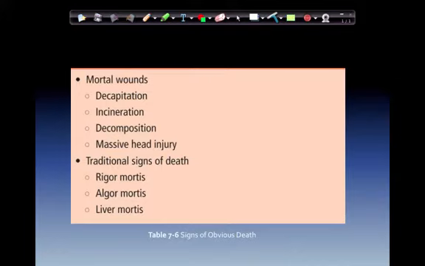That's kind of hard for us to assess, but if they have rigor, that one's generally pretty easy for us to pick up on. And then livor mortis, settling of the blood in the lower dependent portions of the body, so they're a bloodline essentially.